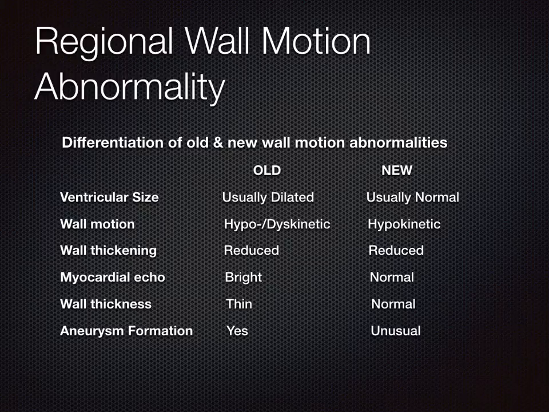Whereas in new lesions, usually the appearance of the ventricle is normal in size. The wall thickness is normal, but doesn't actually thicken with systole, and it doesn't look too bright, and there's no evidence of aneurysm formation, which would be unusual in this case.